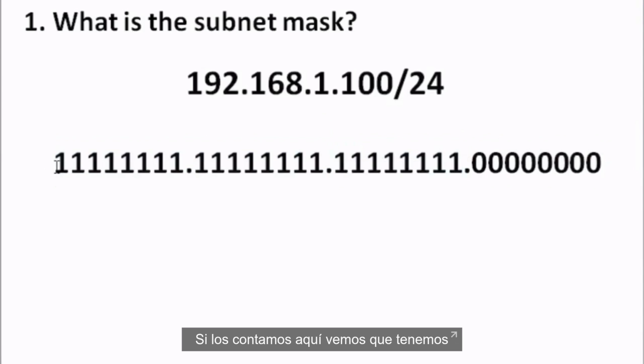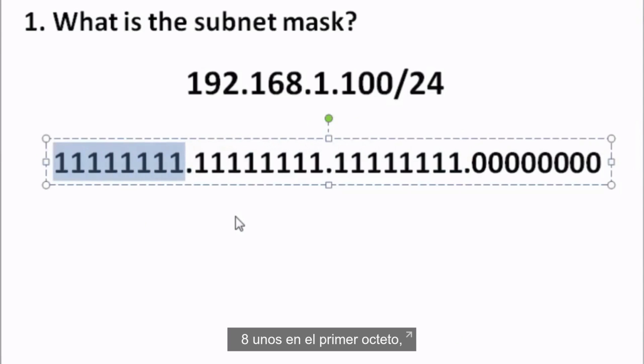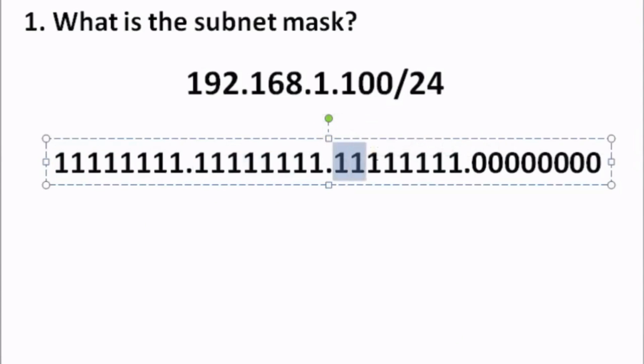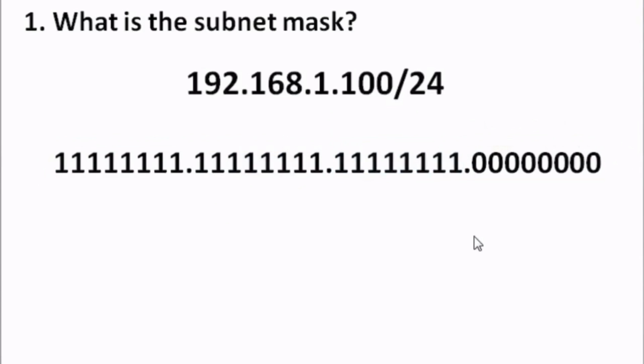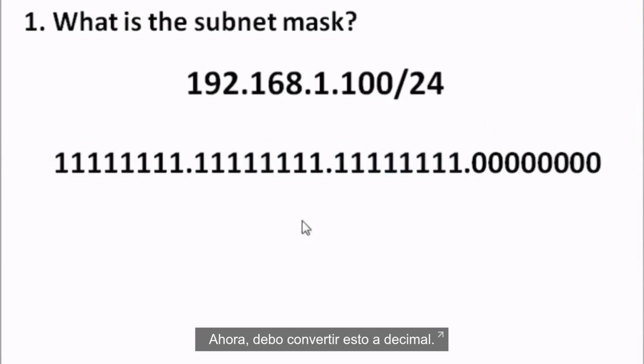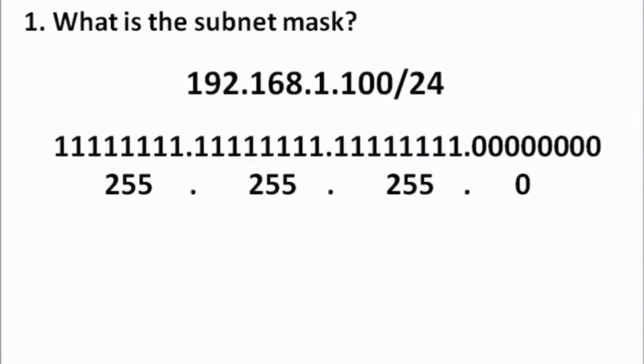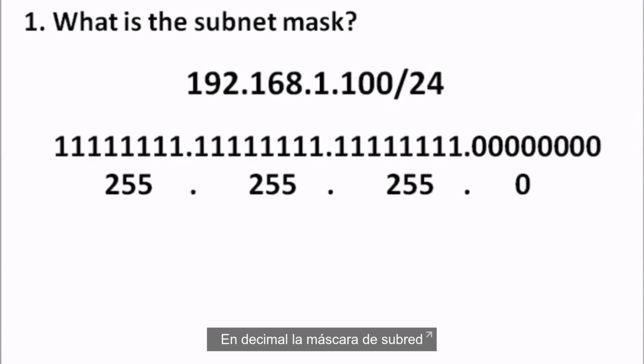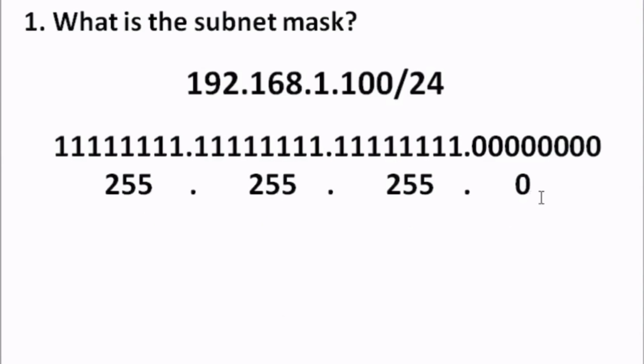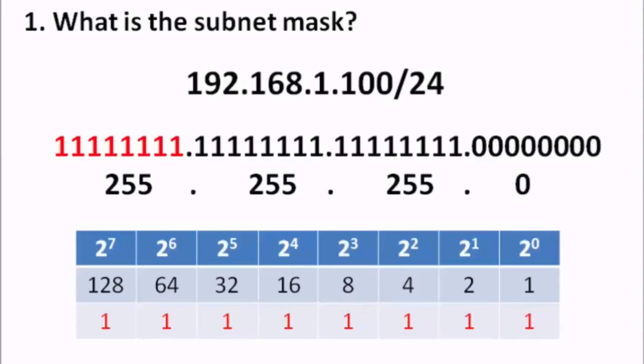If we count them up here, we can see that we have 8 ones here in the first octet. Another 8 here makes 16, and then another 8 makes 24. Now I'll need to convert this to decimal. Converted to decimal, the subnet mask is 255.255.255.0. Now how did I do that?